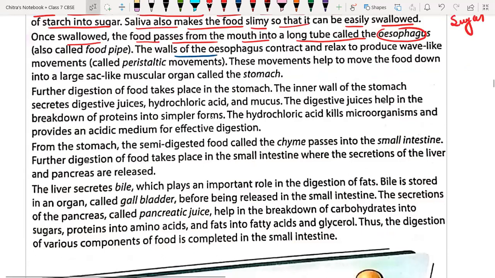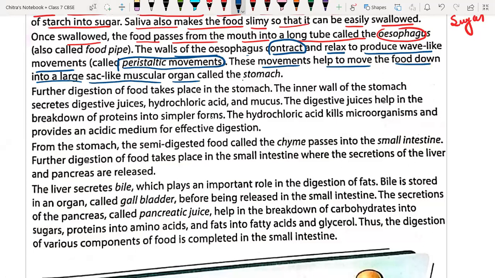Next, the wall of the esophagus contracts and relaxes rhythmically to produce a wave-like movement, and this movement is called peristaltic movement. Very important: the movement of food through the esophagus from mouth to stomach is called peristaltic movement. This movement helps to move the food down into the large sac-like muscular organ called the stomach.